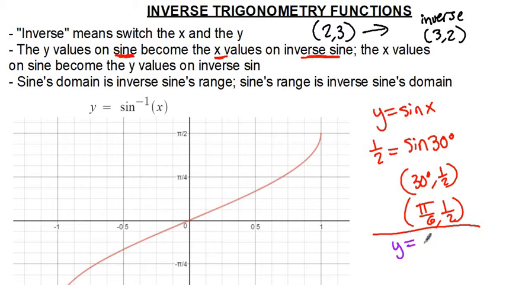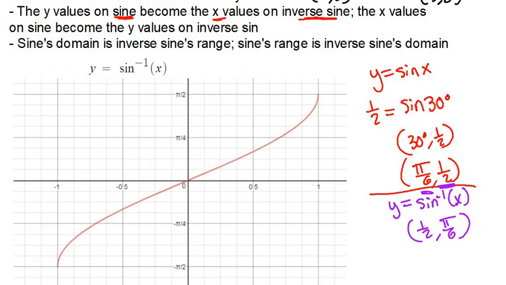That means on the graph of inverse sine, we would have the point 1/2 comma pi over 6. We're basically switching these around. And I'll show you a picture of this. Basically the domain of sine, domain refers to the x values, is the same as the range of inverse sine. The range of sine is the domain of inverse sine.